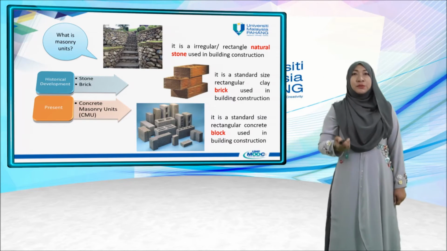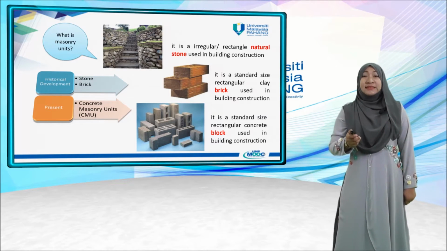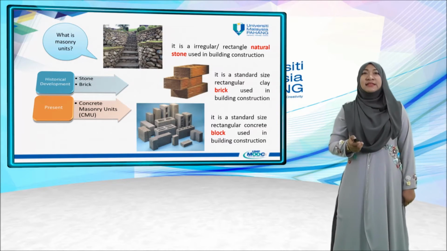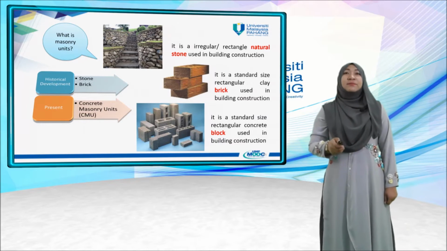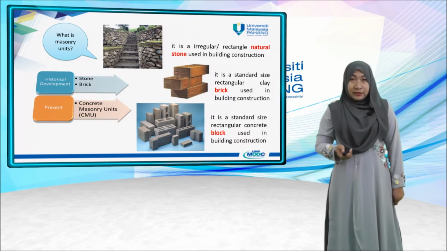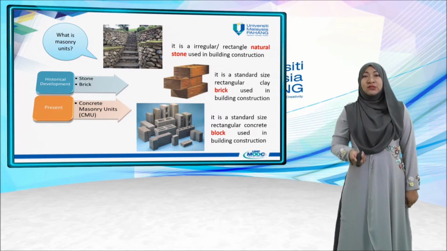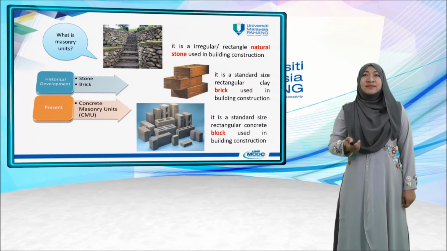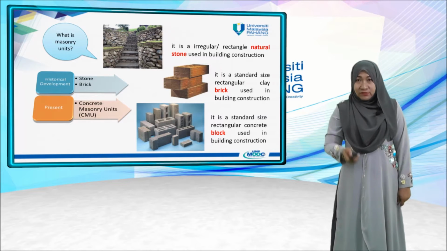What is stone? Stone is an irregular or rectangular natural stone used in building construction. Brick is a standard size rectangular clay brick used in building construction. And what is the concrete masonry unit? It is a standard size rectangular concrete block used in building construction.